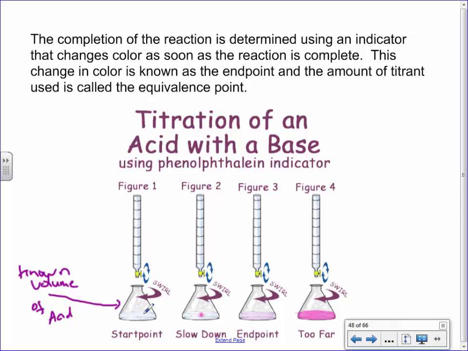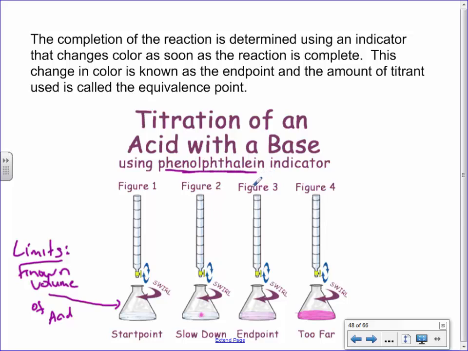But we're going to put a known volume of acid right here, and it is going to be the limiting reactant. It is going to limit us down here, because once we put our prescribed amount of acid down here, we're not adding any more. So it's usually 5 or 10 or 25 milliliters down here. We're also going to add a little bit of phenolphthalein.